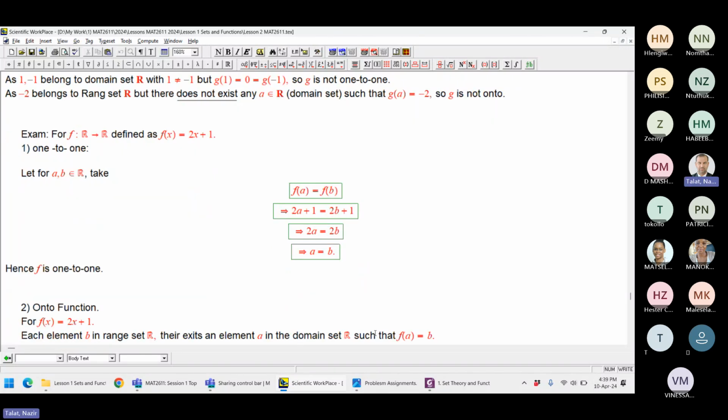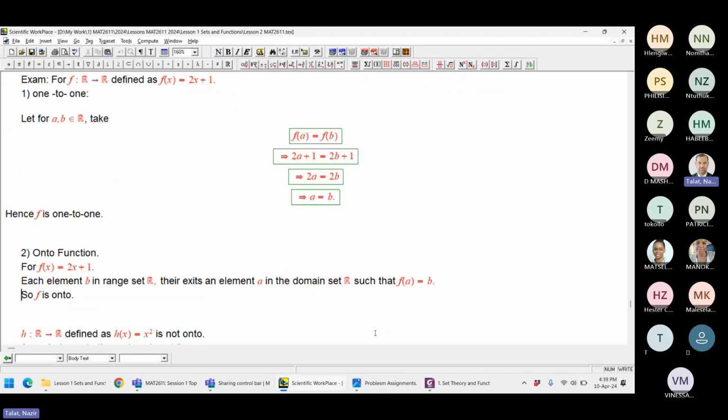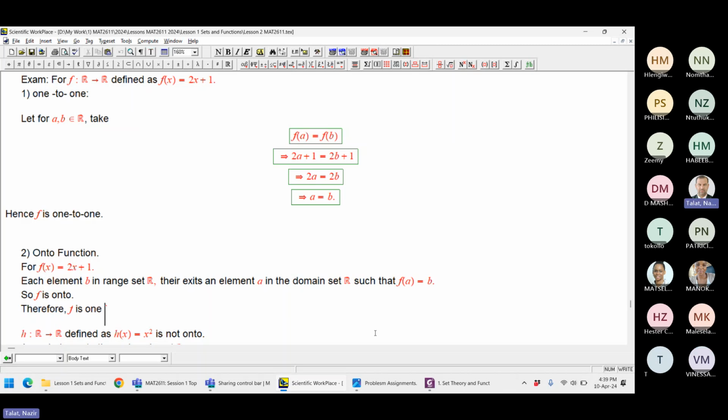And this function is onto. For instance, if we take any entry b in the range set, there exists an element a in the domain set R such that f of a is equal to b. So this function is onto, and therefore such f is a 1-1 correspondence.